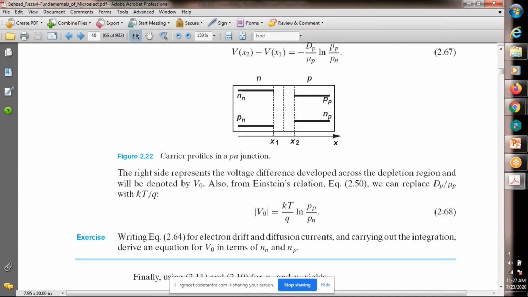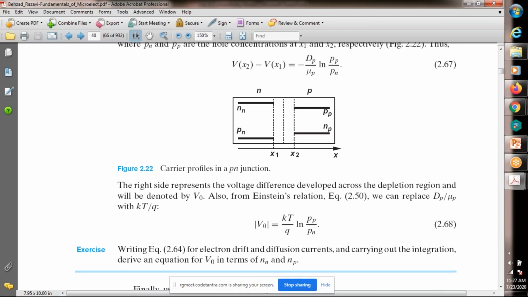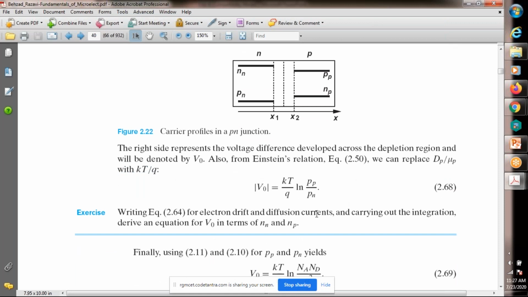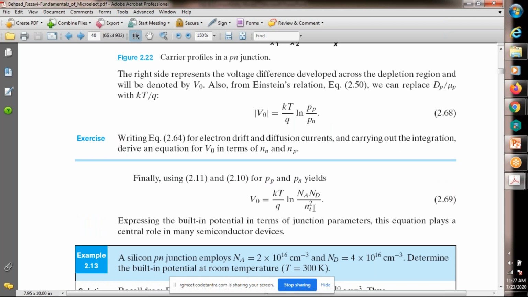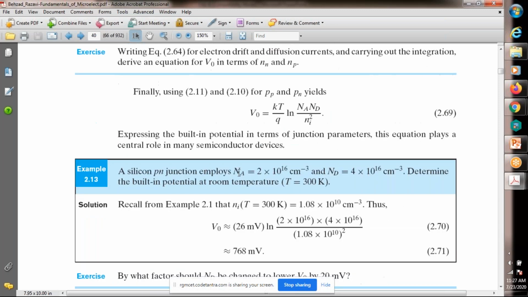Now here we can take some values. Again pp by pn is equal to Na Nd by Ni square. Now consider the values. A silicon PN junction employs acceptor atoms Na 2 into 10 power 16 per cubic centimeter and donor atoms Nd 4 into 10 power 16 per cubic centimeter. Determine the built-in potential at room temperature. Given room temperature T is equal to 300 degree Kelvin.